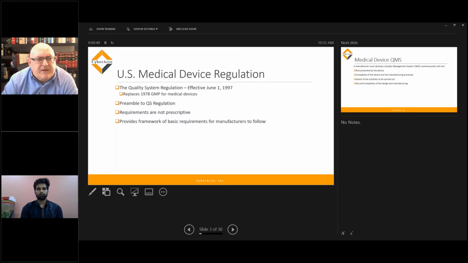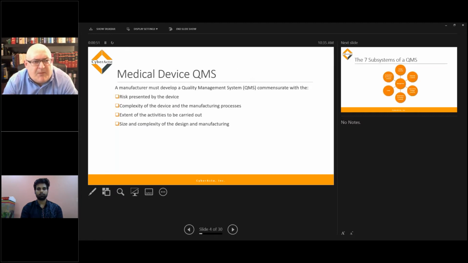cybersecurity. Some of the elements that we need to consider is that a QMS is to be commensurate with the risk presented by the device, the complexity of the manufacturing process, any of the activities, manufacturing, testing, quality, that need to be considered, and really anything related to the size and complexity of the design and the manufacturing itself.